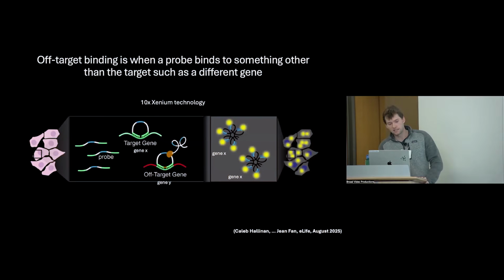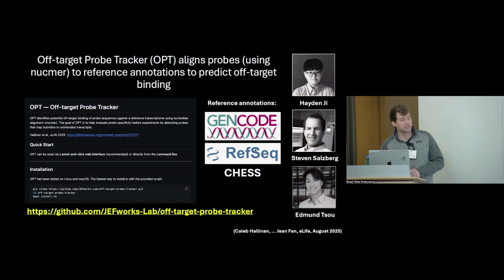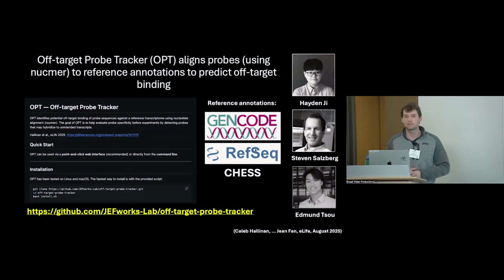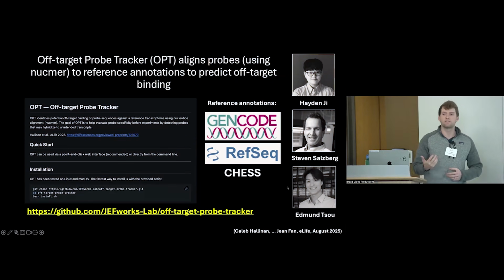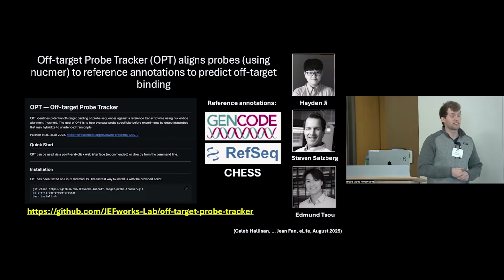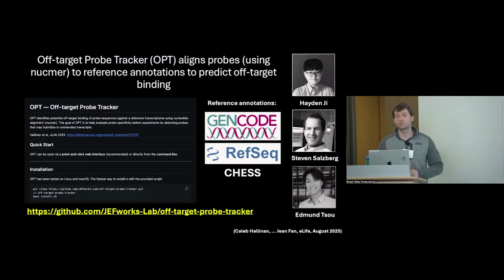To see how many of these probes were actually affected by off-target binding, we made this tool. It's called OPT, Off-Target Probe Tracker. It aligns probes using NUCMER to reference annotations to predict off-target binding using sequence alignment. I did this with my friend Hayden in Dr. Salzberg's lab. And Edmund is an undergrad in our lab who's done a lot of the quantitative analysis that you have seen and will see. This is a GitHub package. It's freely available, you can use it. I just made a web UI, and hopefully it's really easy to use. So feel free to give it a try and let me know if there are any issues.